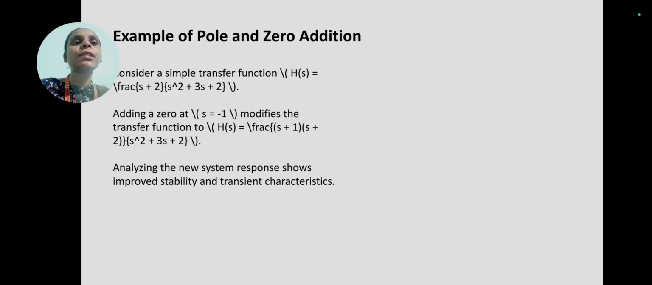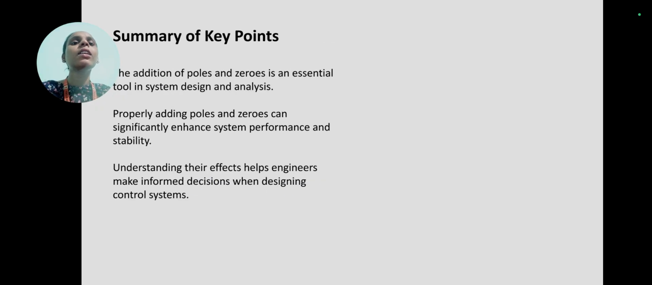Example of pole and zero addition. Consider a simple transfer function H of s is equal to (s plus 2) divided by (s squared plus 3s plus 2). Adding a zero at s is equal to minus 1 modifies the transfer function. Analyzing the new system response shows improved stability and transient characteristics.